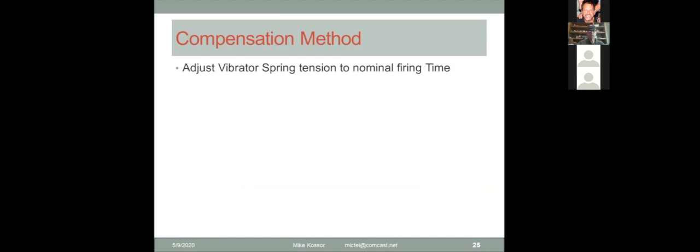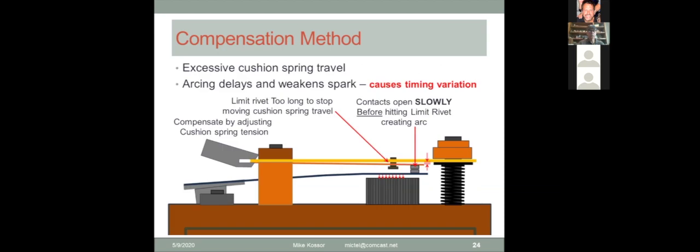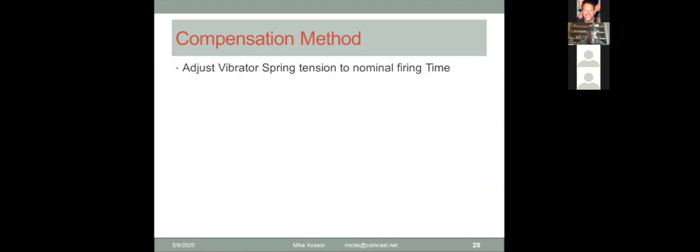So how do we go about this? Adjust the vibrator spring tension for normal firing time. Didn't really cover this, but the vibrator spring tension is adjusted by tapping down on the vibrator spring, the tail of it right here. So you tap down to increase the upward force on pushing against the cushion spring, and you pry it up a little bit to decrease the tension pushing back on the cushion spring. So that's the other adjustment you can make, and you have to balance them.